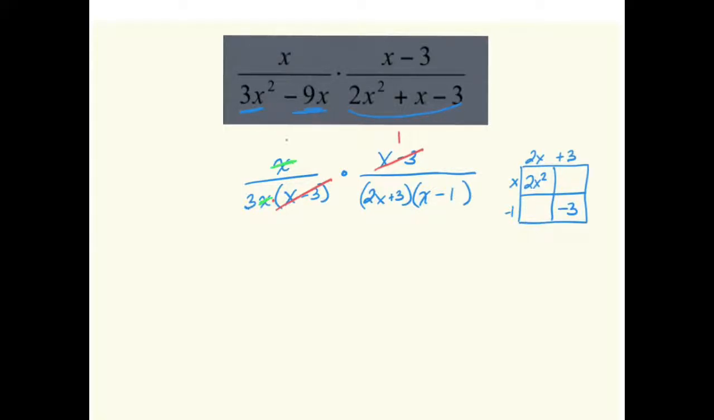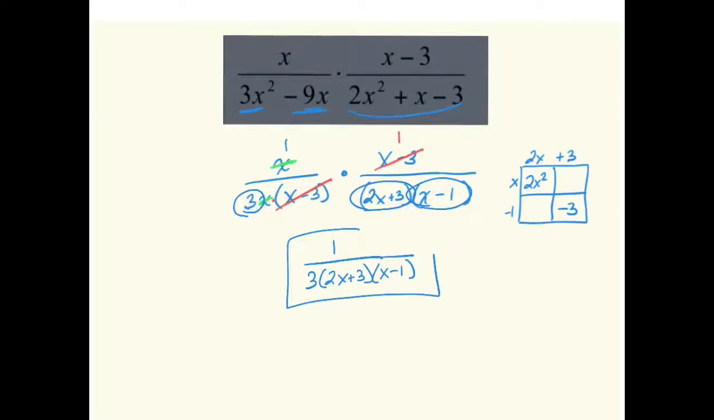So in the numerator, we have 1 times 1, which is 1. In the denominator, we have 3 times 2x plus 3 times x minus 1. And for our purposes here, you do not need to multiply that through. But of course, you're welcome to if you wish.